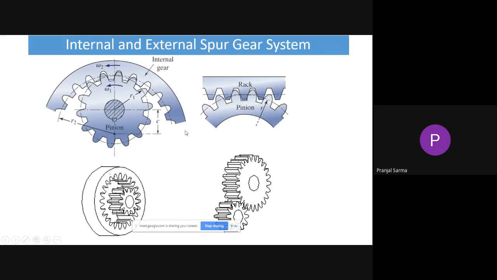Let me know about spur gear, whether you have understood or not. Similarly, external meshing and internal meshing. In internal meshing, if the pinion is rotating in the anti-clockwise direction, the bigger wheel will also rotate in the anti-clockwise direction because of the internal meshing. But in case of external meshing, it is just the reverse: both wheels will rotate in opposite directions.